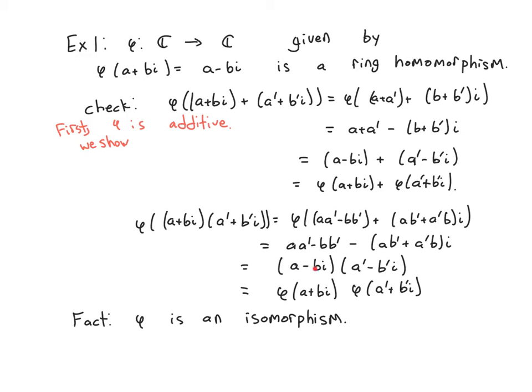And the first factor is just the complex conjugate of a plus bi, and the second factor is the complex conjugate of a prime plus b prime i. So complex conjugates preserve products and sums. So it is in fact a ring homomorphism. It also turns out to be an isomorphism, which means the same thing it does for groups, that this is actually a bijection. And that's not too difficult to prove.